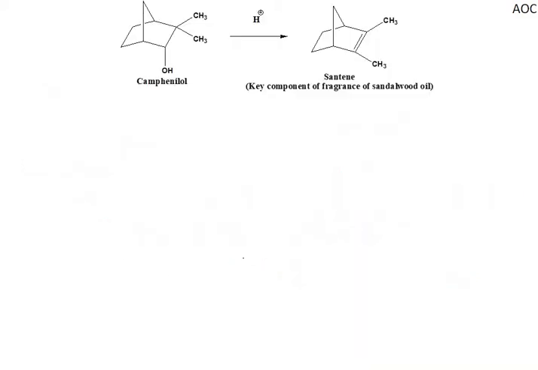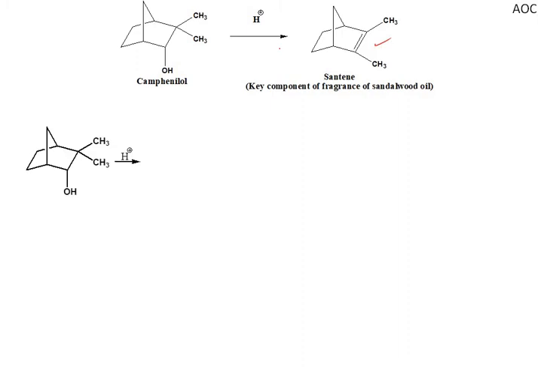Now we can come to the complex system, because this is where the Wagner-Meerwein rearrangement is going to happen. So let us convert this camphenilol into santene. Santene is a key component of the fragrance of sandalwood oil. So you can see that in this case, the double bond has come here. So let us see how this particular reaction takes place.